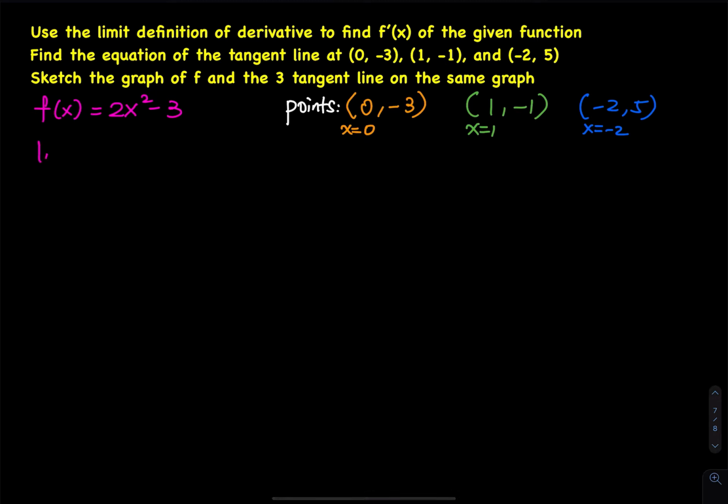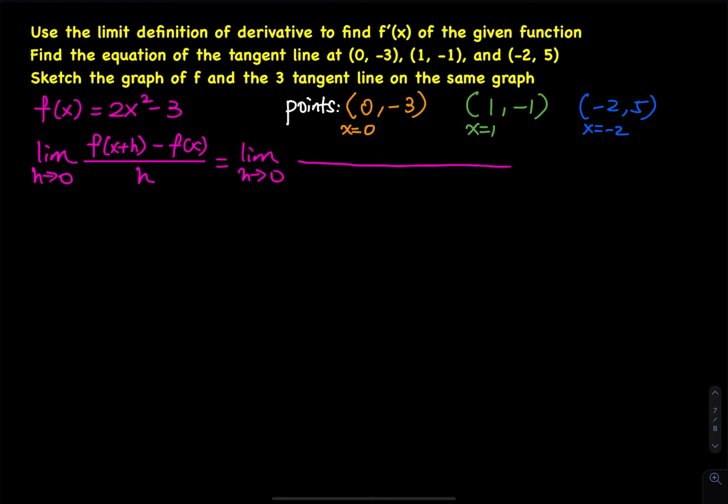So we have the limit as h approaches 0. For some textbooks, they don't use h, they use delta x. You have f of x plus h minus f of x, divided by h. Okay, and then this is the limit as h approaches 0. So for the numerator, we put 2 times x plus h squared minus 3. That is for the x plus h, and then we minus the function itself, 2x squared minus 3, divided by h. So let's put this on the same line.